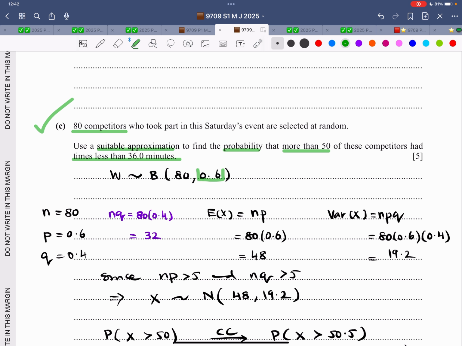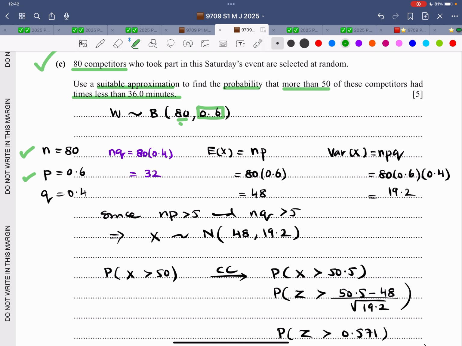So this is the probability of success. That's the number of trials. So N is given, P is given, Q is given. Evaluate NQ, evaluate NP, evaluate NPQ. So now we know that expectation of X, that is the mean, and NPQ, that is the variance, and these two values will go over here. That is 48 and that is 19.2.